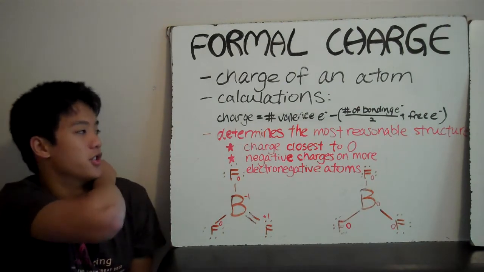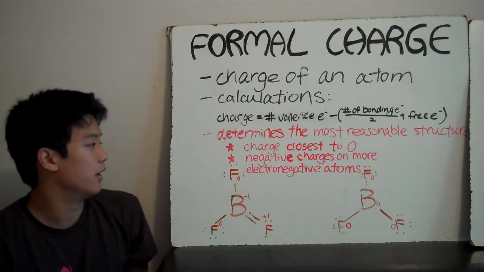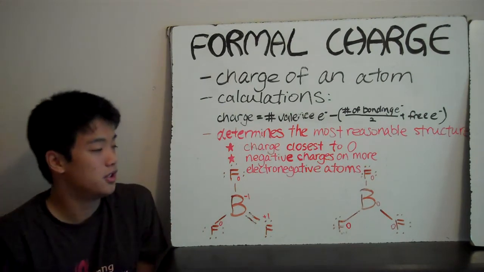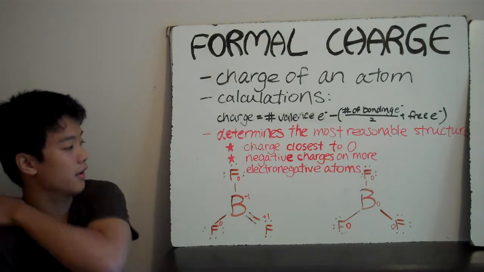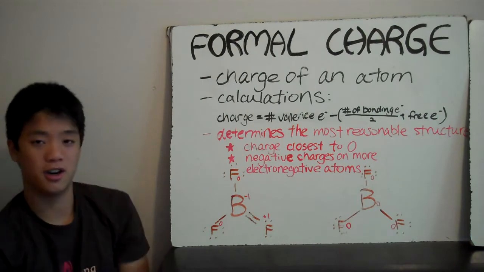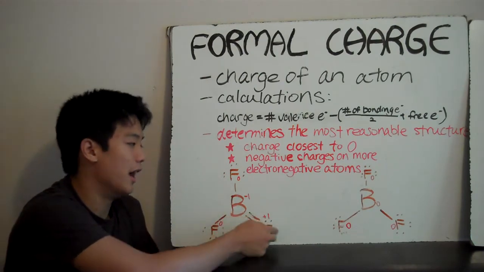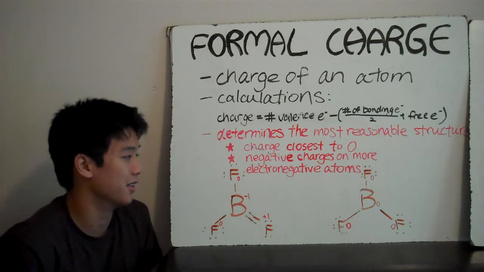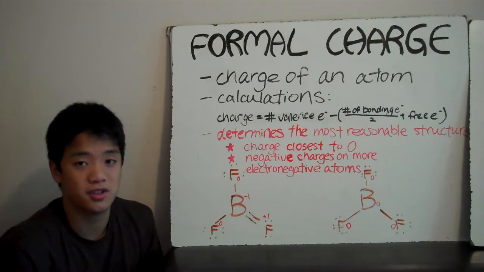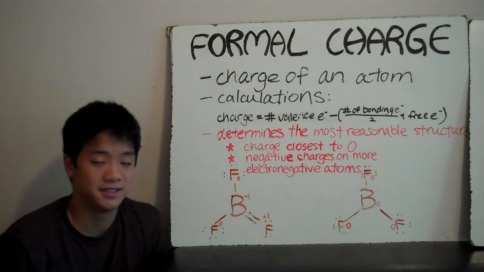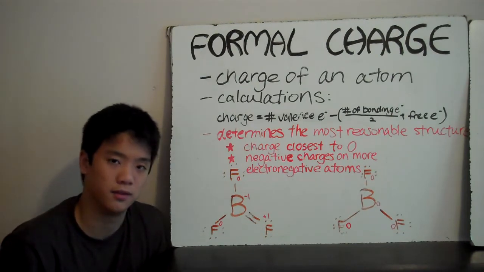So how do you determine which structure is most reasonable? When using formal charges, we usually choose or favor the structure that has an overall charge closest to 0. That is, the charge of each individual atom in that molecule adds up to 0. And also we usually choose the structure that has negative charges on more electronegative atoms.